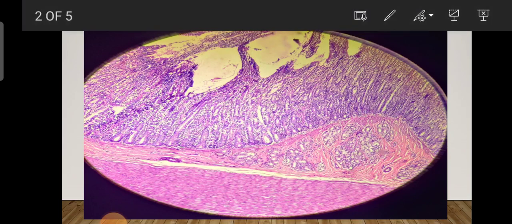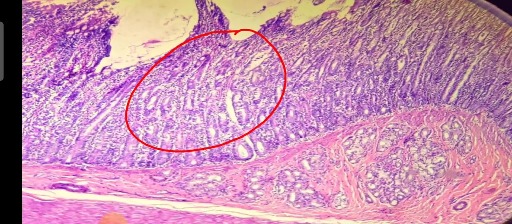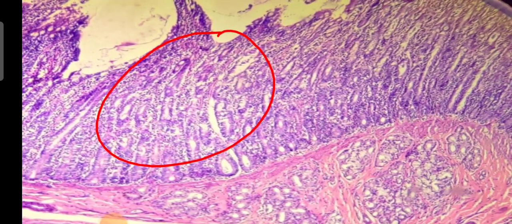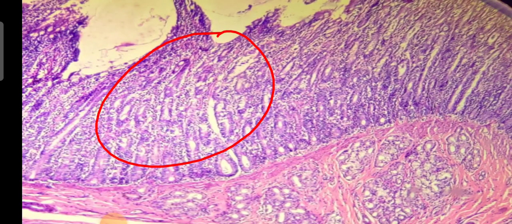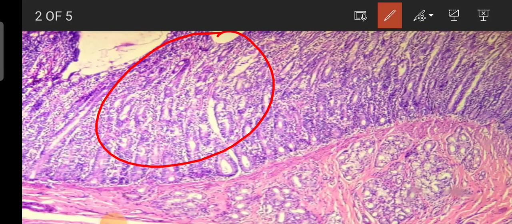Here we can see first the mucosal layer. Mucosa is composed of the epithelial cells. So these are the villi which are lined with ciliated columnar epithelium. In the diagram, in the slide, we can see the ciliated columnar epithelial cells, and the vacant spaces, these are denoting the goblet cells.